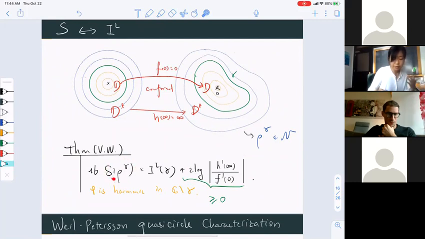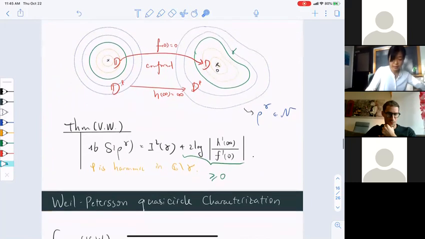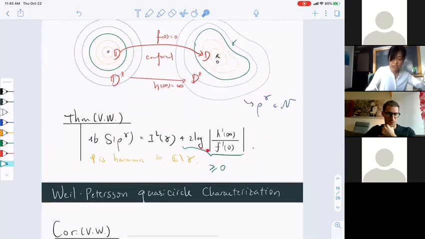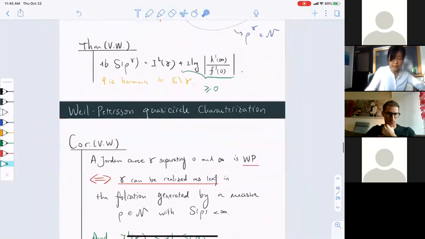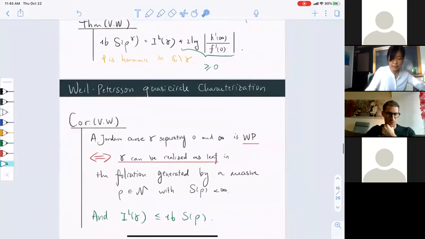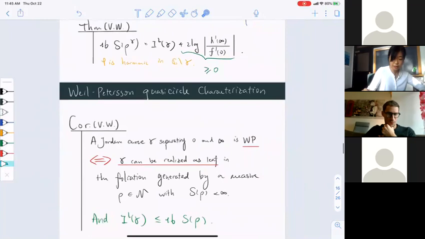Also, from the Loewner-Kufarev equation, there are two marked points that are very special, zero and infinity, and these are actually captured here. The other thing is that one can check that this is always non-negative. So we immediately obtain the next result: the Loewner energy of gamma is bounded by 16 times the Loewner-Kufarev energy of any measure with finite Loewner-Kufarev energy generating gamma as a leaf.